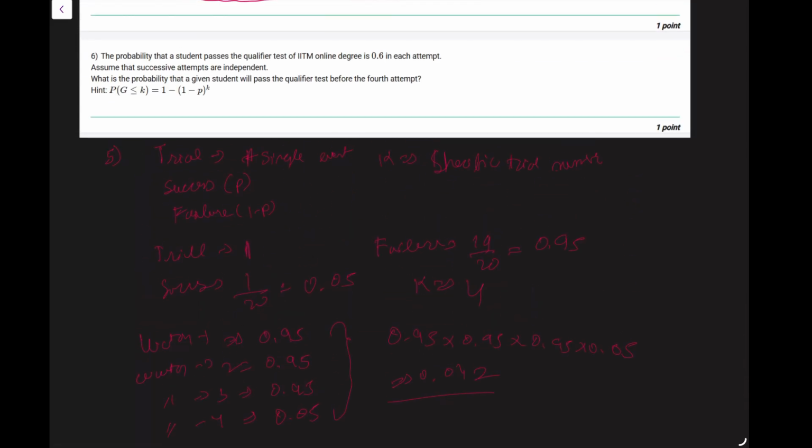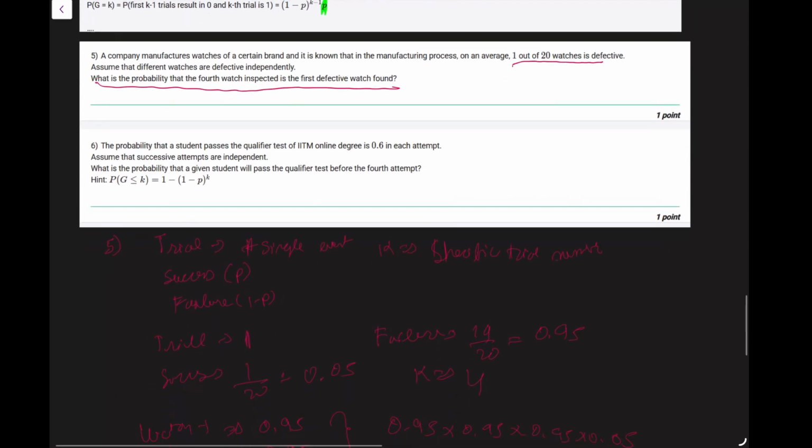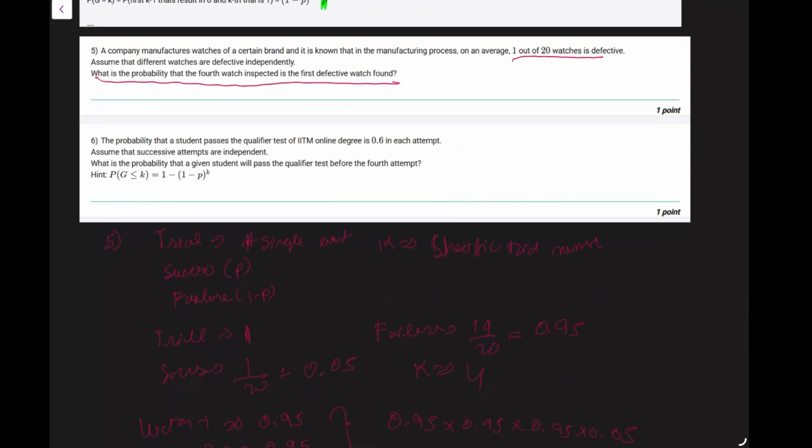Then we have a slightly difficult question. Sixth, it says the probability that a student passes the qualifier test at IITM online degree is 0.6 in each attempt. Assume that successive attempts are independent. What is the probability that a given student will pass the qualifier test before the fourth attempt?